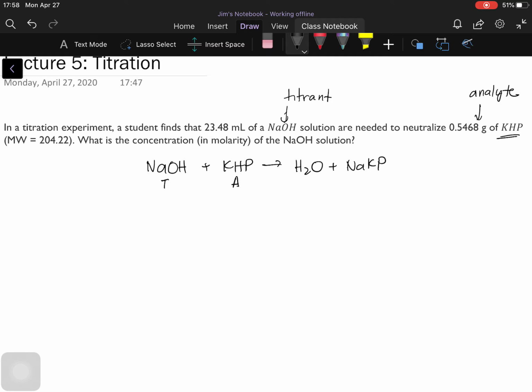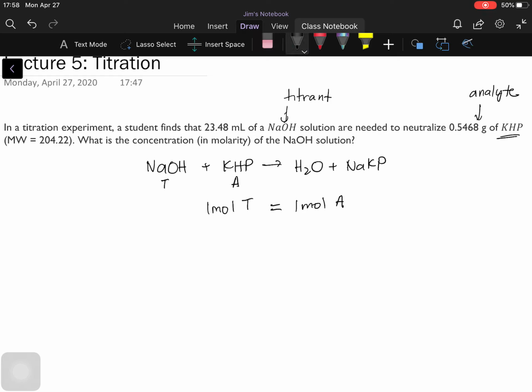Now what we're going to do here is establish the stoichiometric relationship of the two substances. We have 1 mole of titrant, and that is equivalent to 1 mole of analyte. So that's the first step. First step, you have to establish the equation. Second step, you have to establish the stoichiometric relationship.